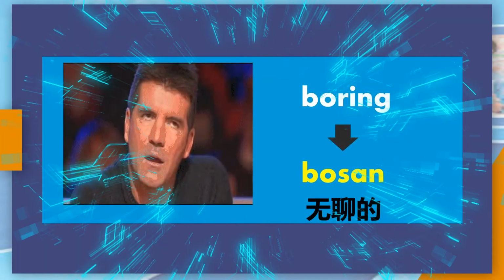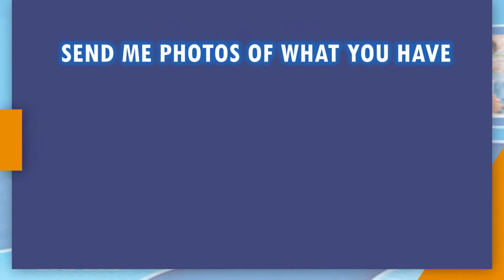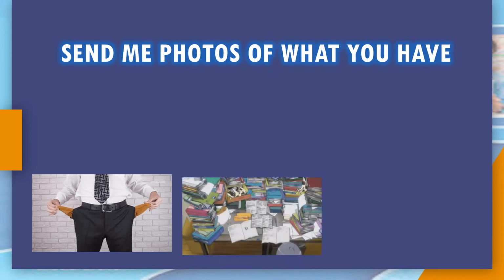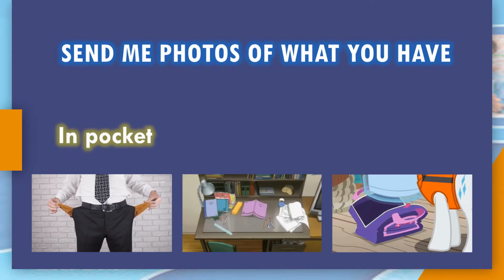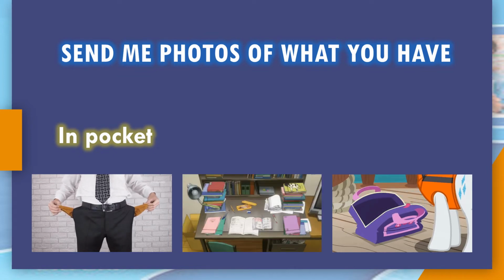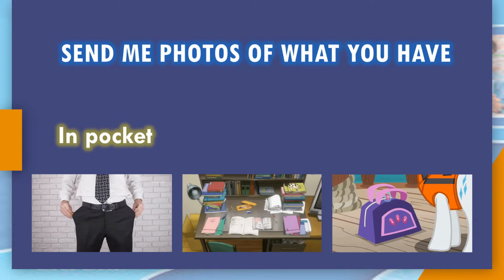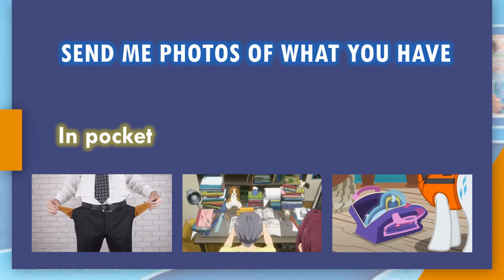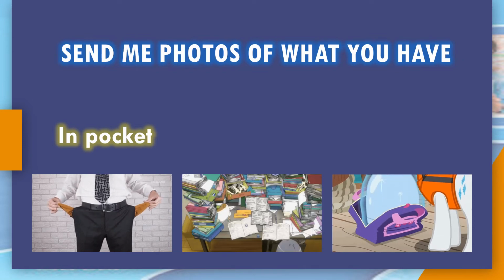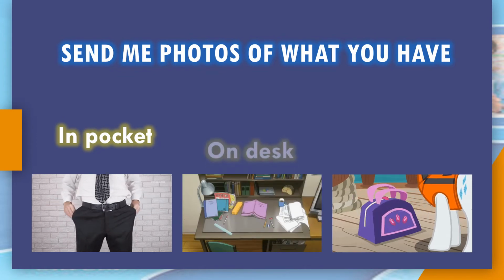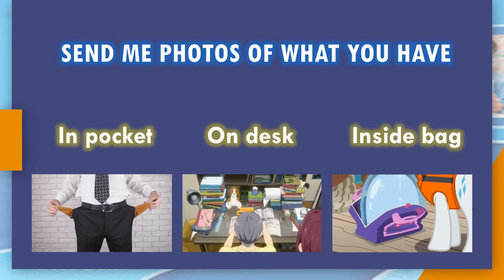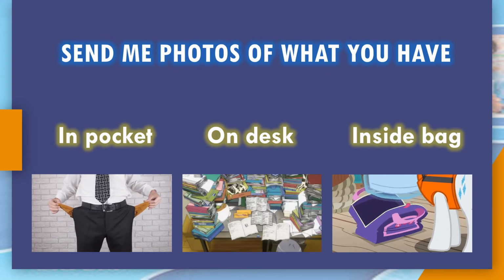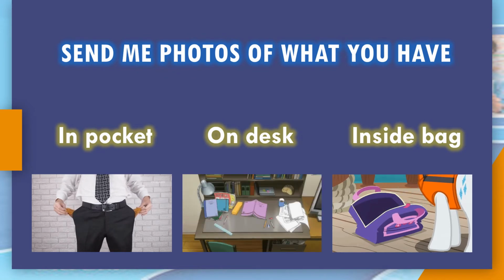Okay, so you have learned the adjectives. Before we begin the next lesson, I want you to take a photo of what you have in your pocket. The first one, send me a photo of things you have in your pocket. It can be in your trousers pocket, or maybe clothes pockets, any pocket. The second one, send me what you have on your desk. And then the last one, inside your bag. So you need to send me 3 pictures. Send it to WhatsApp or Google Classroom or email.